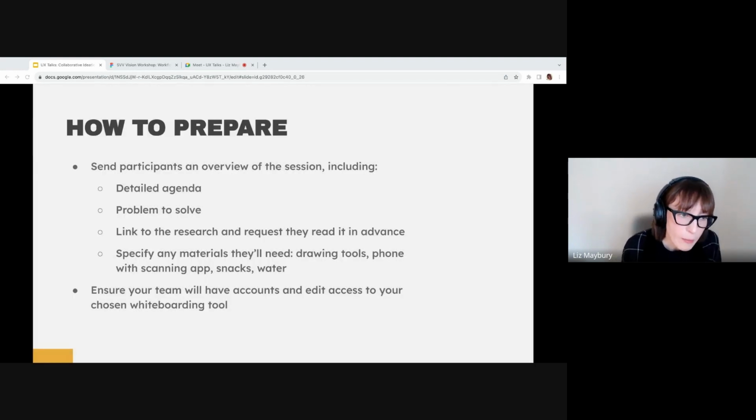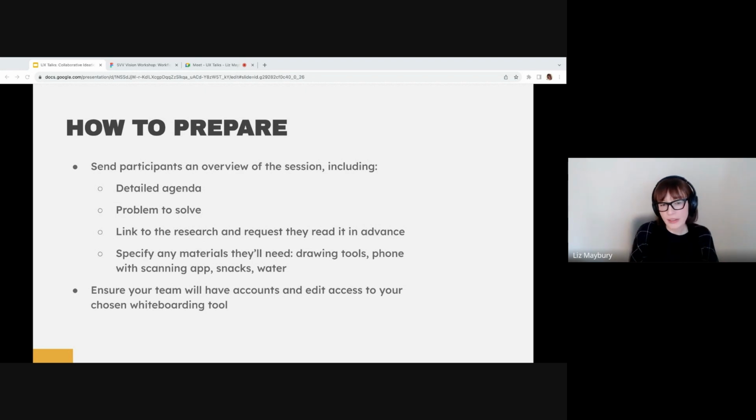Then in advance, maybe even a couple of days in advance, you want to send your participants an overview of the session. So what are they going to be doing? Give them a detailed agenda. We'll go through that next. Of course, they are going to need the problem that they're solving, and then give them a link to all of that research pack that you've put together.